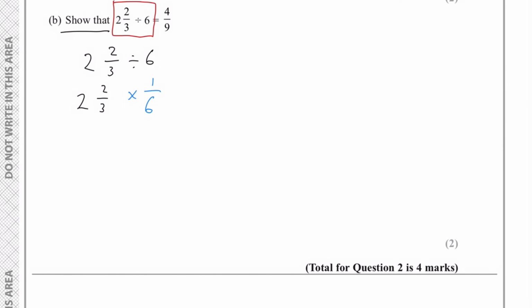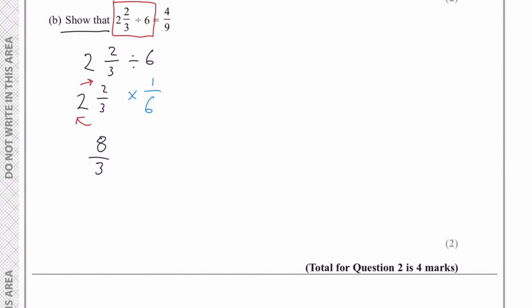As you can see, we can't quite do this yet because we have to convert our mixed number into an improper fraction. I've drawn the arrows on again, guys, just so you can visualize. We need to do 3 times 2, which is 6, and then we need to add 2 to give us 8 as our numerator, and our denominator is still 3.